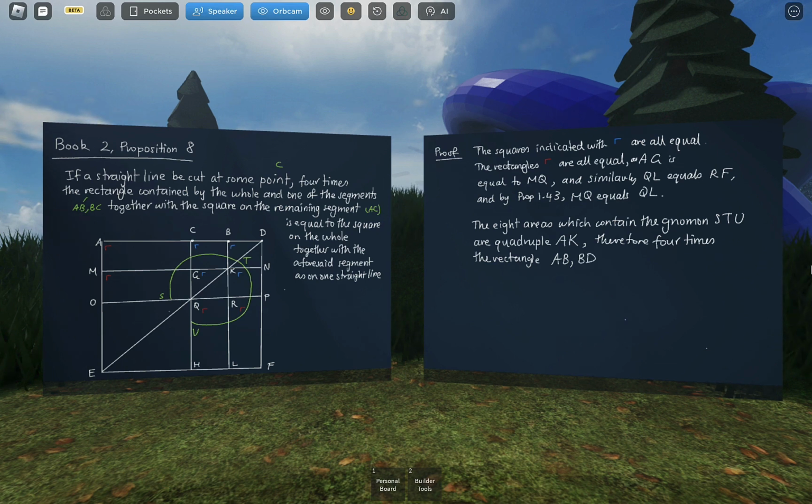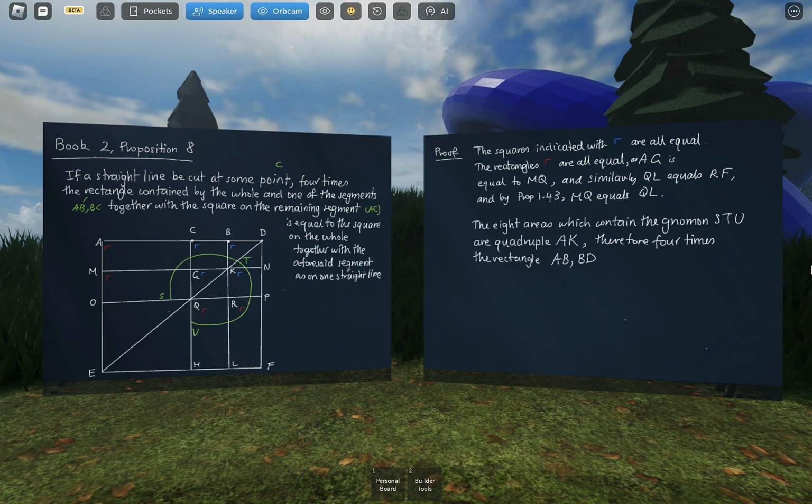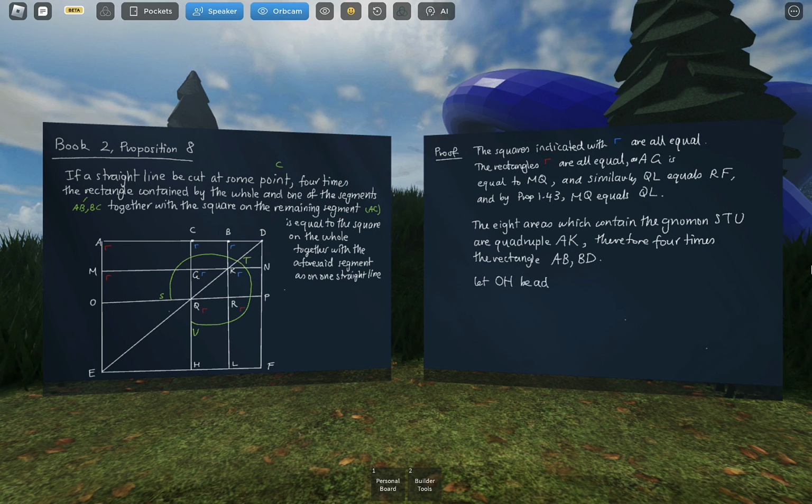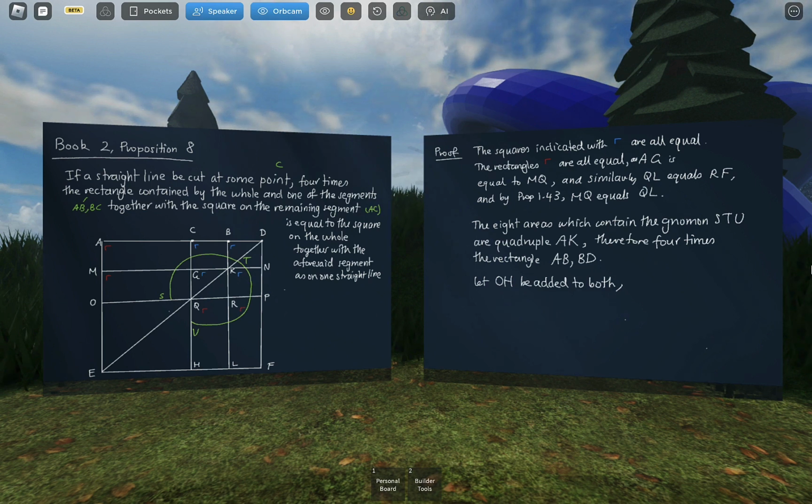Because we deduced in the part that I didn't go through that BD is equal to BK. So the rectangle AK is the rectangle on AB and BD. Let OH be added to both, and we're done. Right?